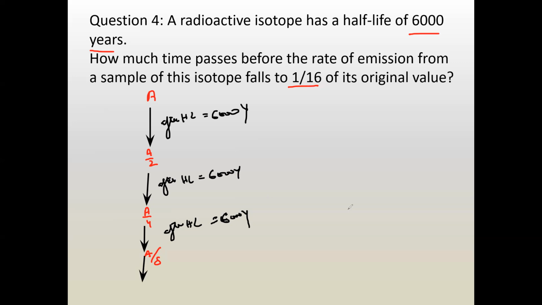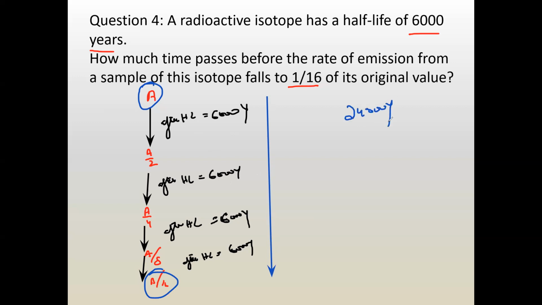So this becomes A by 16. And that is also after another half-life, we can say 6,000 years. So how many years have passed so that the activity changes from A to A by 16, or 1 by 16 of the original? So there are 4 half-lives. So what is the total time interval to change from A to A by 16? 6,000 plus 6,000 plus 6,000 plus 6,000. So total 24,000 years it will take to change to 1 by 16 of its original value.